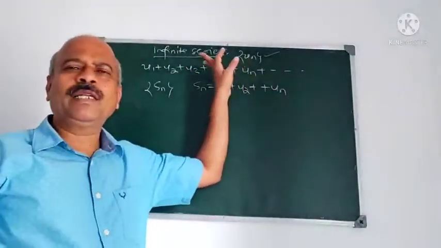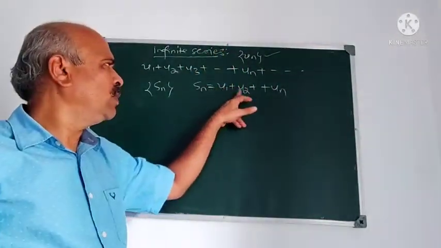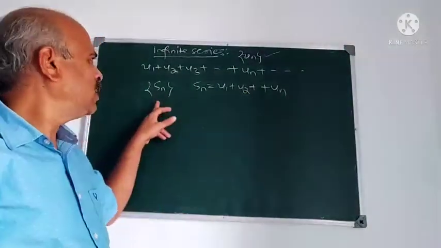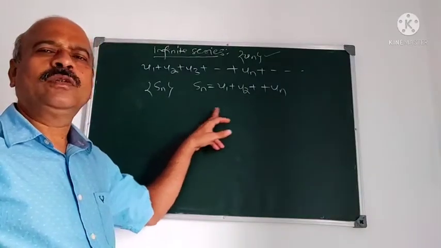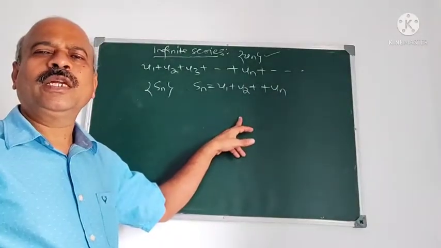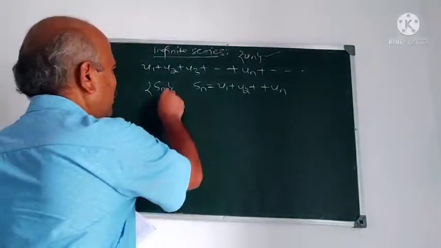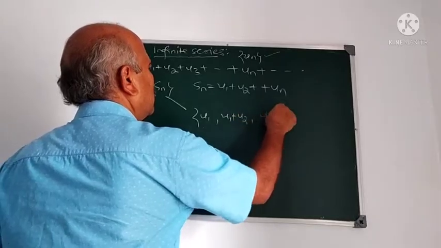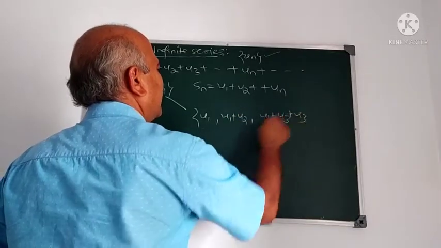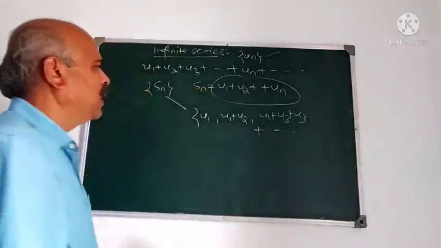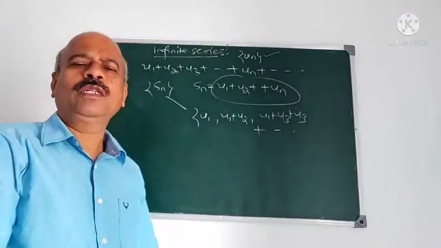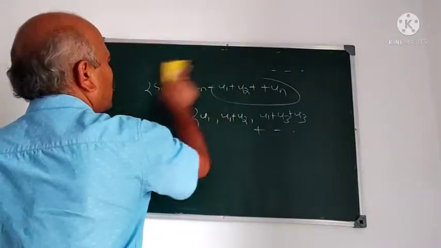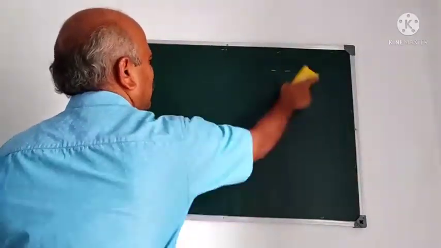The series consists of infinite terms, but we take Sn as only U1 plus U2 up to Un. We form a sequence. What is that sequence? First term is U1, second is U1 plus U2, third term is U1 plus U2 plus U3 and so on. Nth term is this. If this sequence converges, then we say that the series converges. That I explained in the last period.